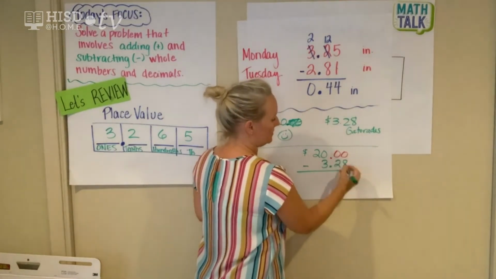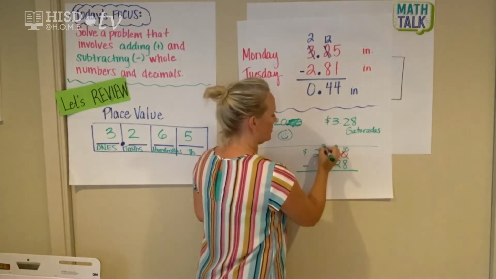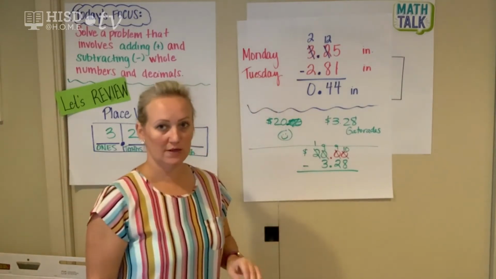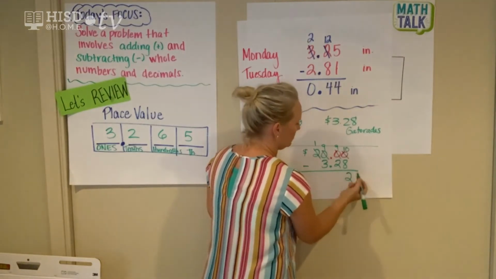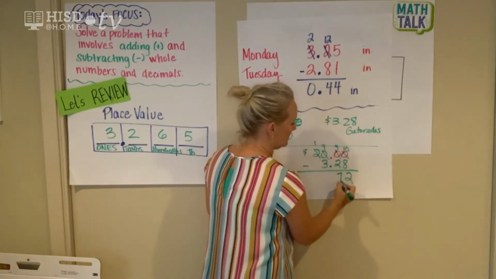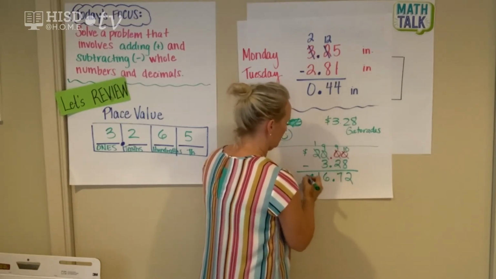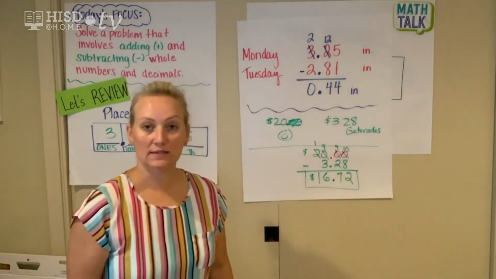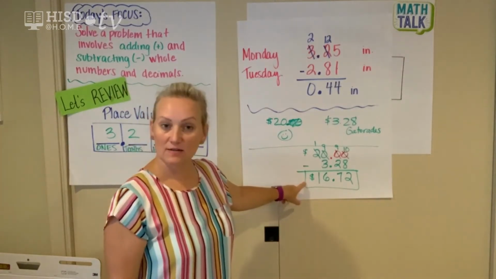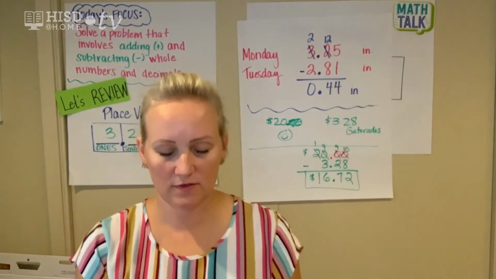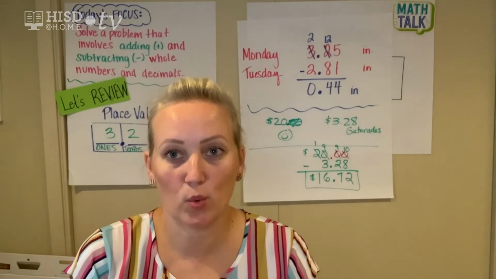So I can't do 0 minus 8, so I'm going to borrow from here, which means I have to borrow from this 0 and this 0 all the way over to the 2. So I have to go all the way to the last place. Now I can do it. 10 minus 8, 2. 9 minus 2, 7. 9 minus 3, 6, and 1. So if I had $20 and I spent $3.28, I would have $16.72 left.